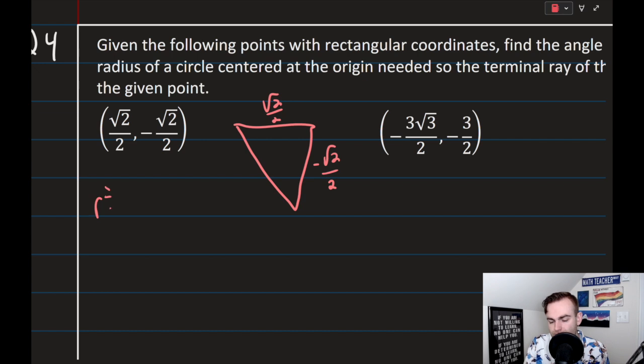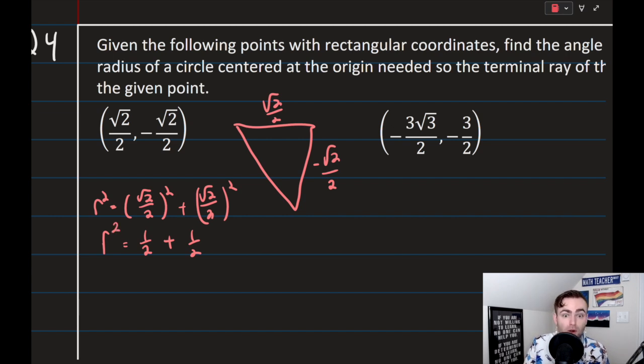R squared is equal to x squared plus y squared. So root 2 over 2 squared plus root 2 over 2 squared. If you square a fraction, you square the numerator and denominator separately. So I have 2 over 4, which is 1/2. So I have 1/2 plus 1/2, so r squared is equal to 1. So r is equal to 1.